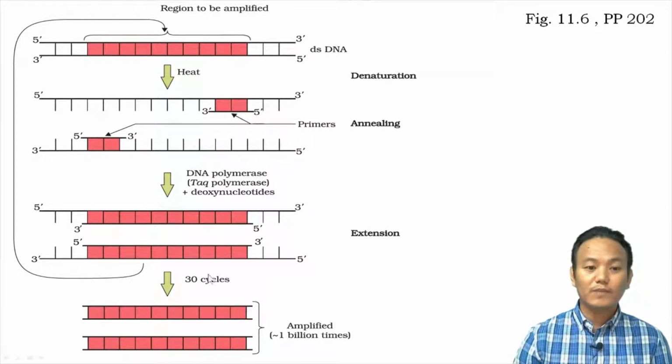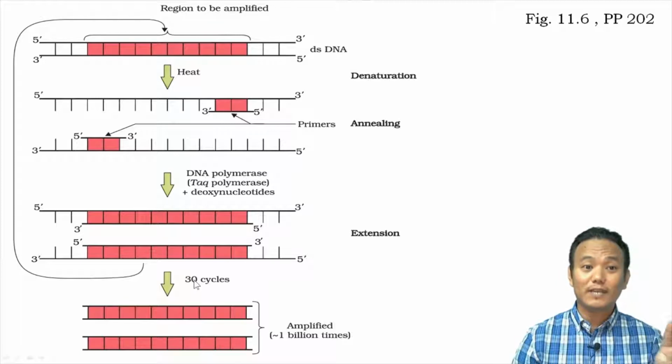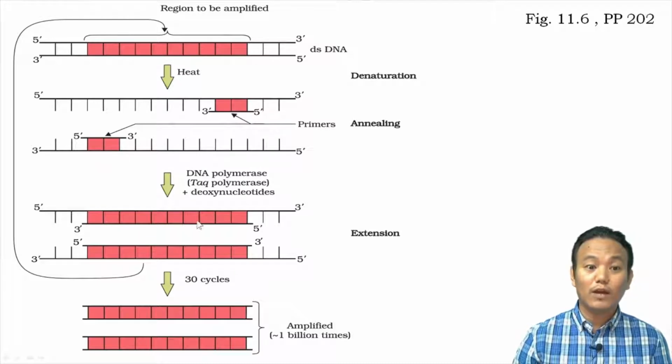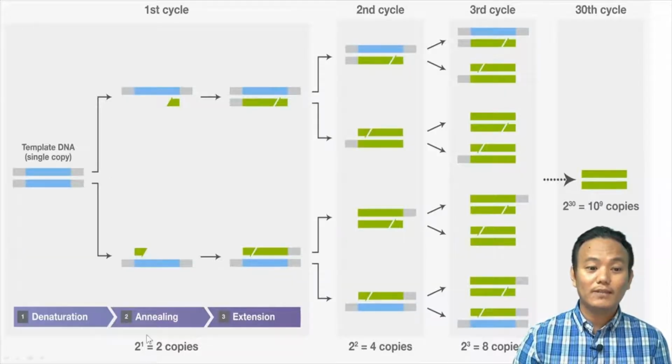Now in this diagram, you can see that it takes just 30 cycles to increase the DNA amount to 1 billion times. If you started with one DNA molecule, after 30 cycles, you will have about 1 billion DNA molecules. How do we get that? Here's the mathematical expression, right? You can use the formula 2 to the power n, n being the number of cycles.